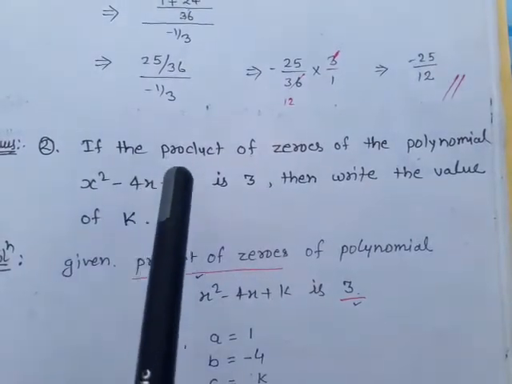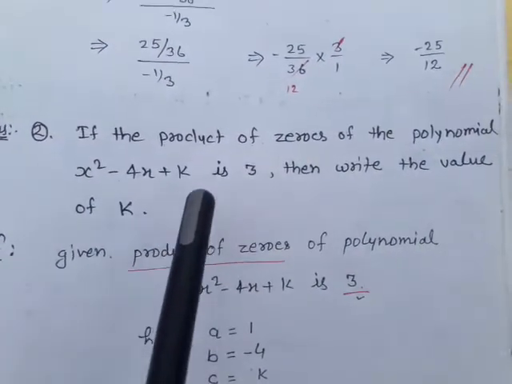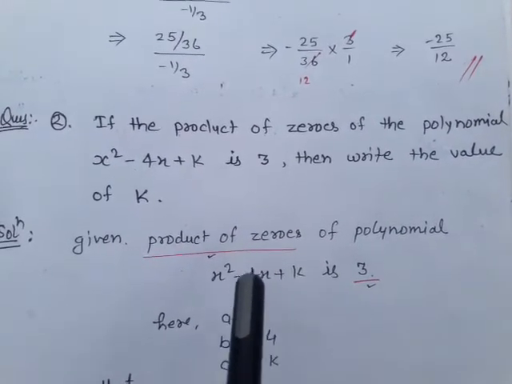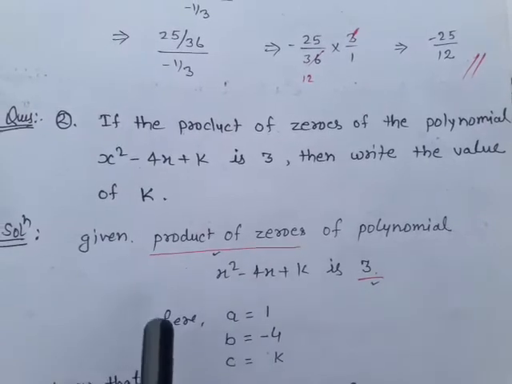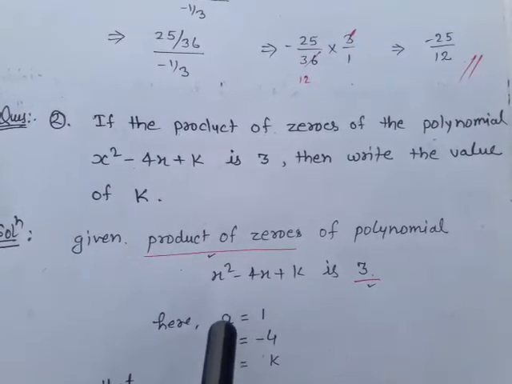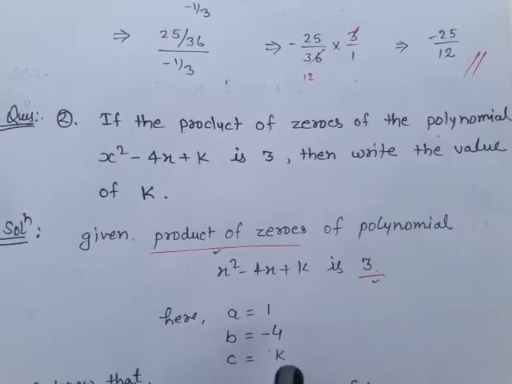In this question, the product of zeros is given and we find the value of k. The product of zeros of the polynomial x square minus 4x plus k is 3. Here, on comparing with the general form, we get a is equal to 1, b is equal to minus 4 and c is equal to k.